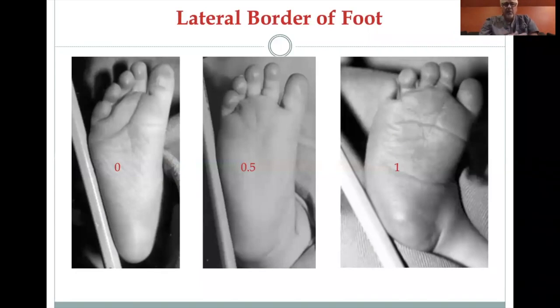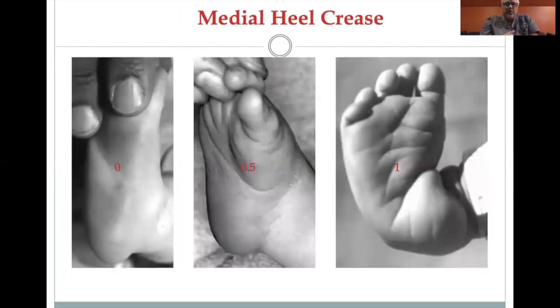So first, the lateral border: you're just going to place a straight edge against the lateral aspect of the foot, and you're looking at the 5th metatarsal base. If the straight edge goes all the way up to the 5th metatarsal head, that's a 0. If it breaks distal to the 5th metatarsal base, that's a 0.5. And if it breaks proximal to the 5th metatarsal base, that's considered a 1, away from that lateral edge. Medial heel crease: no crease is a 0, a very superficial or shallow crease is 0.5, and then a deeper crevice, on the far right, is considered a 1.